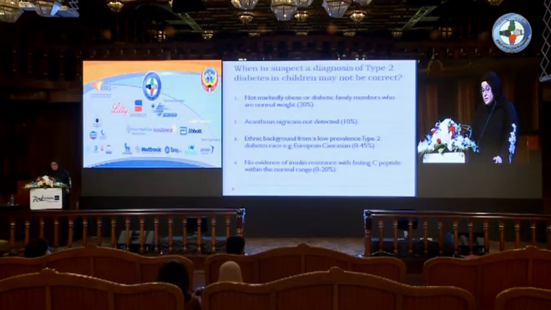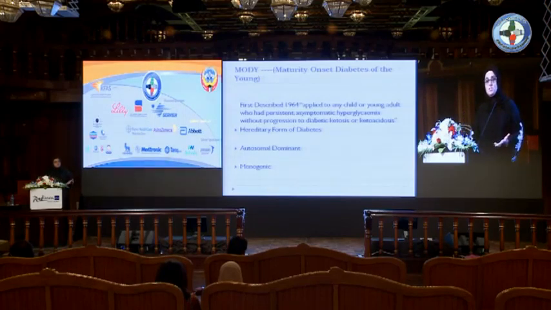Coming to type 2, when shall we suspect that type 2 diabetes might not be correct? When there is no marked obesity, or there is a diabetic member in the family who has normal weight too. The chance is only 20% that it is still type 2 diabetes. And when there is no acanthosis nigricans, and when the patient comes from an ethnic background that does not have a high risk of diabetes, and when you don't have evidence of insulin resistance, that is, the C-peptide is within the normal range, not high. If you have these features, you need to suspect. Sometimes you need to reassess your patient. Sometimes you need to do more workup to reach the proper diagnosis of your patients.